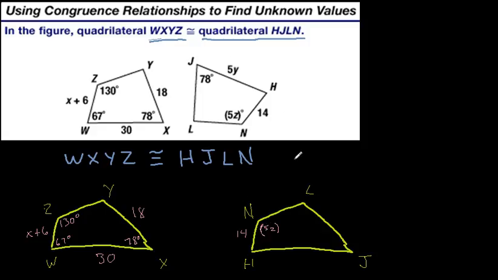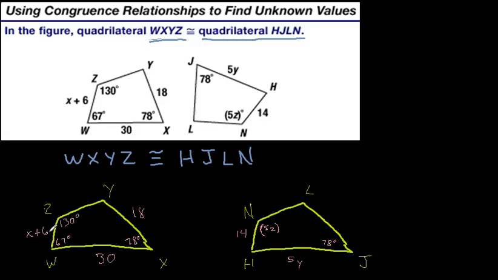Also know that angle HJ is equivalent to 5y, and angle J is equivalent to 78 degrees. And it looks like that's all the information that they've given me. Well, the problem wants me to figure out what x equals.